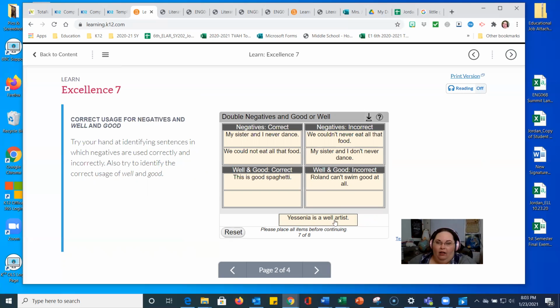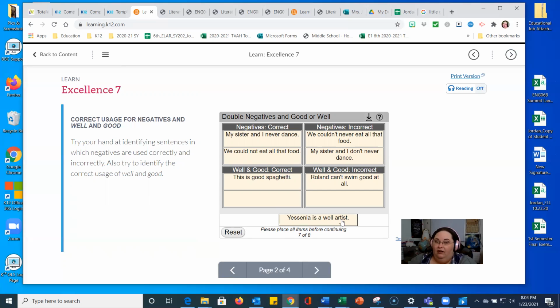Yesenia is a well artist. Okay. Well is modifying artist. Is artist a verb? Because remember, well is an adverb. It's supposed to modify a verb. If artist is a verb, then it's correct. If artist is a noun, it is being used incorrectly.